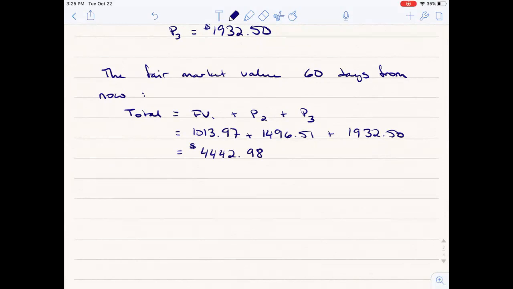So instead of paying $1,000 today, $1,500 70 days from today, and $2,000 210 days from today, I could pay $4,442.98 60 days from today, and they would be equivalent. Right. Any questions about that one?